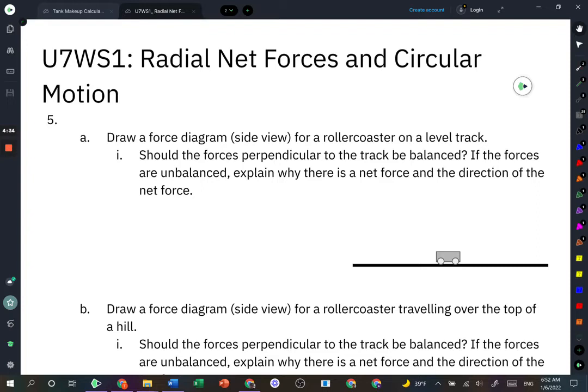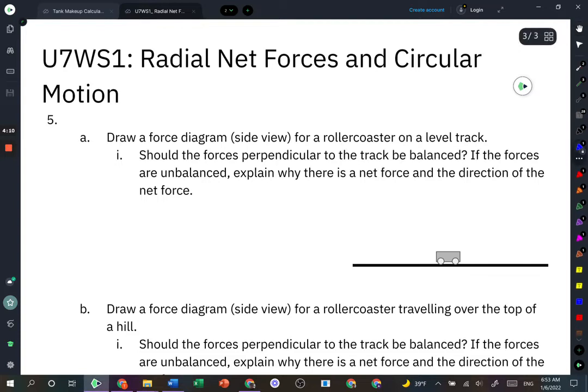In part A, the roller coaster is moving along a level track. The question is, should the forces perpendicular to the track be balanced? If the forces are unbalanced, explain why there is a net force and the direction of the net force. Well, we can see that the cart is sitting on the track itself and the track is level.